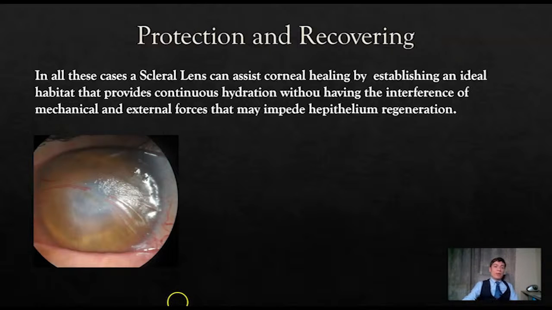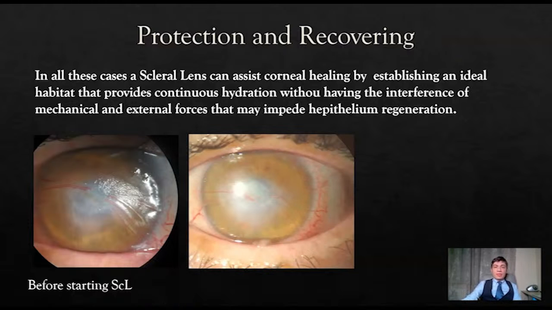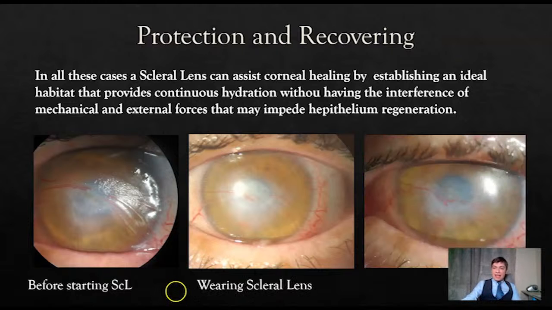Here we have a patient with an ocular surface disease. You can see that the cornea has a neovascularization, a central opacity, and the cornea is no more reflective. The cornea is extremely dry and extremely irregular. This is a picture of the same eye with the scleral lens fitted. And this is the same eye without lens after 3 months of treatment.